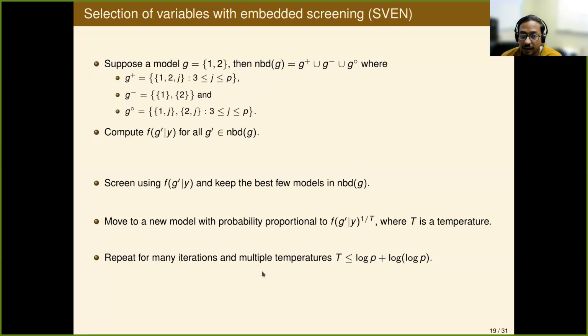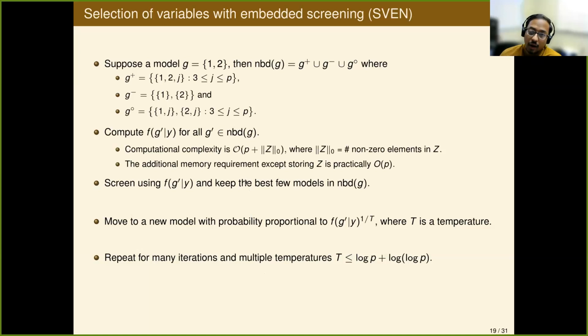Now, why do we do all these things? And what happens? The computational complexity of computing all these neighbors can be proved to scale linearly in the number of variables P and the number of non-zero entries in Z. And remember, in our applications, we have these markers which are coded as 0 or 1, so this Z matrix is sparse. The L0 norm of Z is not n times P, which would be the maximum number of non-zero entries. In general, the number of non-zero entries in Z for a sparse Z matrix is smaller. So the computational complexity scales linearly as P plus the L0 norm of Z.